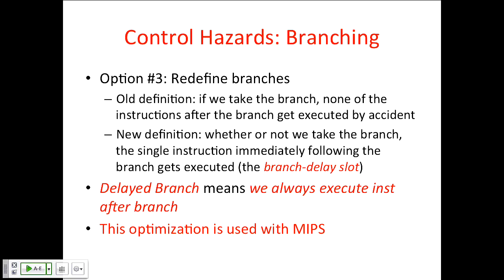Let's change the definition. What we're going to say is when you get to the branch instruction, we're going to evaluate the condition. We're going to keep going for a little bit, and then when we're ready, we're going to jump. So after the branch, we're going to execute the next instruction, regardless of which way the branch is going to go. This is called a delayed branch, or a branch delay slot. So when you see a branch, the next instruction is always executed, and then the branch is taken.